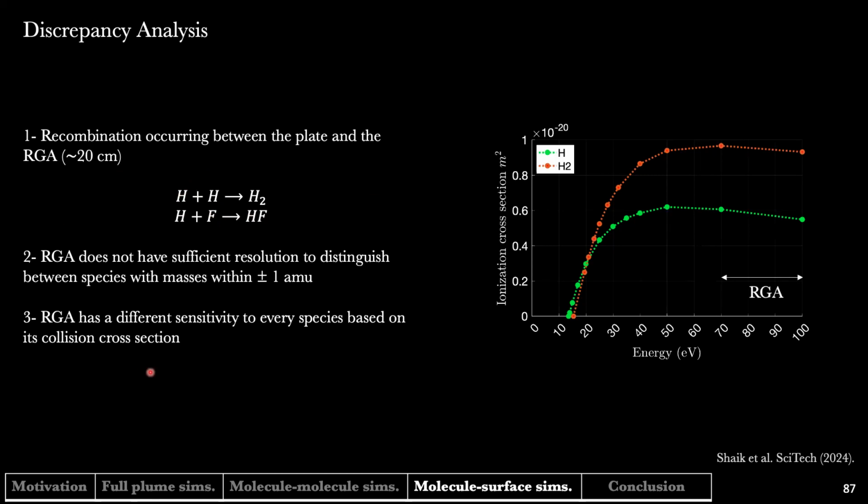And finally, the third one is that the RGA has to ionize the molecules first to be able to measure them. And the ionization depends on the collision cross-section of each molecule. And therefore, the RGA has a different sensitivity to every species. So this figure here shows the ionization cross-section of H and H2. The RGA operates in this region here. And we see that the ionization cross-section of H2 is higher than the one of H. So the RGA is more sensitive to H2 than H. And that is why it measures more H2 than H.